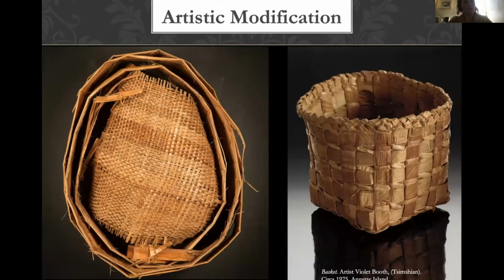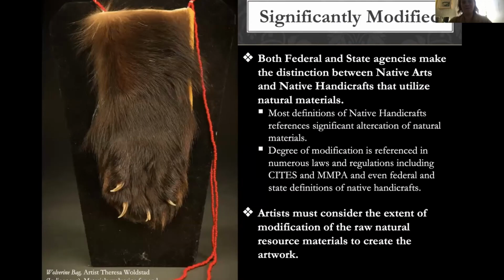So I mentioned a lot of the permits and such, but another aspect that kind of goes into art is, when do you take the materials and how far do you take it until it becomes officially art? From raw material to art. Well, apparently that's regulated too under federal and state law. And yes, it gets complicated because artistic modification is used from everything from the Marine Mammal Protection Act to bald eagles to everything along the lines, including cedar bark. So what is significantly modified? So both state and federal agencies make the distinction between native arts and native handicrafts.